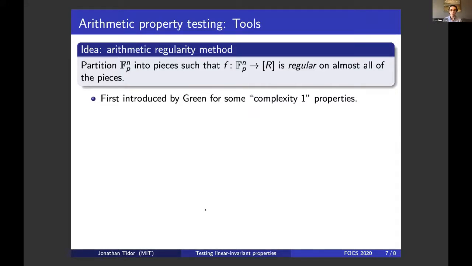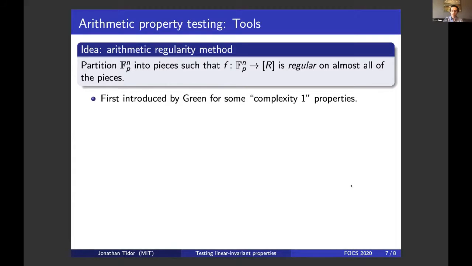So the first person who used the arithmetic regularity method was Ben Green in 2005, who proved that arithmetic triangle freeness was a testable property. And his proof used a lot of Fourier analysis as the main machinery to make this arithmetic regularity method work. And his technique can be generalized to work for a class of properties which are known as complexity 1, which is a technical definition that I won't be able to define here.